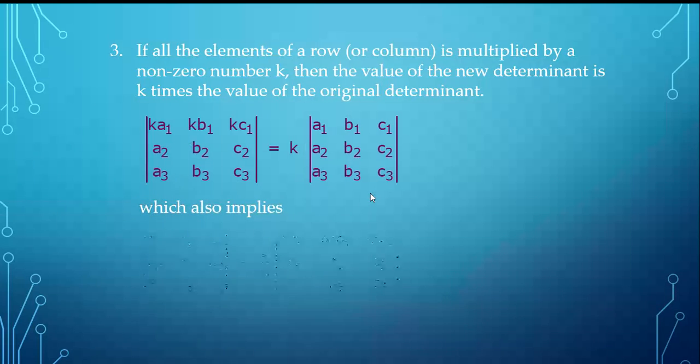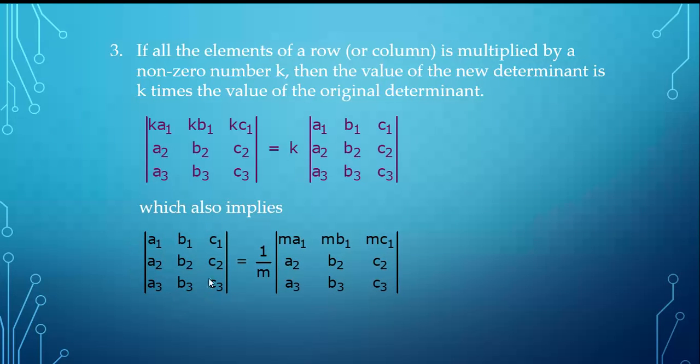This also implies that if we have the determinant a1, b1, c1, a2, b2, c2, a3, b3, c3 and we need to multiply a row or column by a scalar, we also have to divide. If we multiply by m to get ma1, mb1, mc1, we also have to multiply the determinant by 1 by m. You cannot just multiply by the number without dividing; similarly, we have to multiply and divide by the same number.